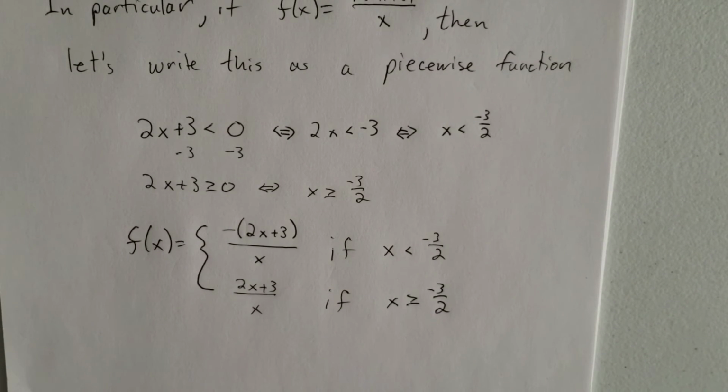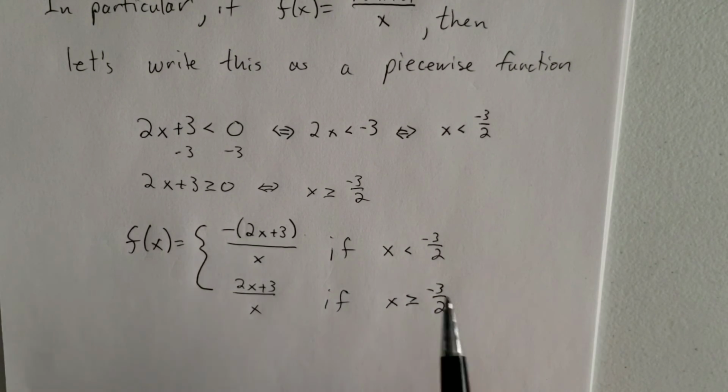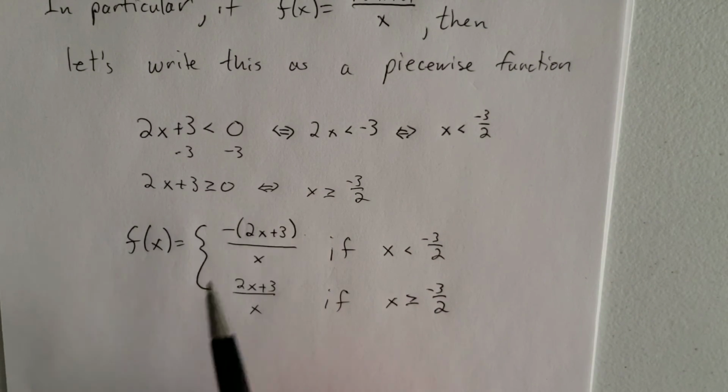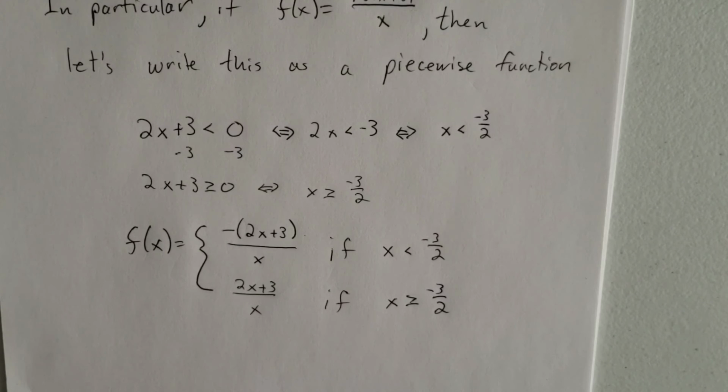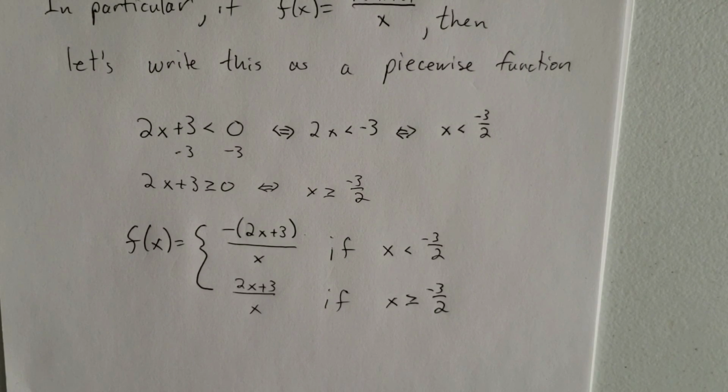We can rewrite them as a piecewise function that has two parts. The part where the inside of the absolute value is less than 0, and the part where the inside of the absolute value is equal or greater than 0. And that's it.